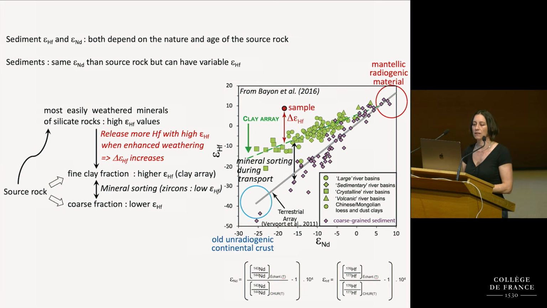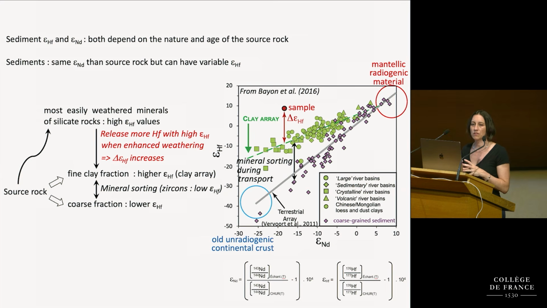The lutetium-hafnium and samarium-neodymium isotope systems behave similarly during magmatic processes, which results in a general correlation of the epsilon hafnium and epsilon neodymium values of most igneous rocks and sediments, which marks here the terrestrial array between mantellic radiogenic materials that yield positive epsilon neodymium and epsilon hafnium values, and old unradiogenic continental crusts that yield unradiogenic and negative epsilon neodymium and epsilon hafnium values.